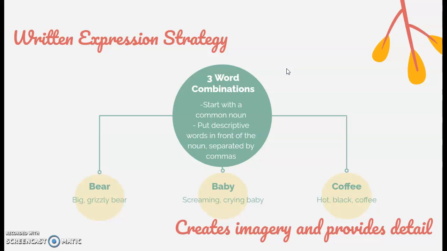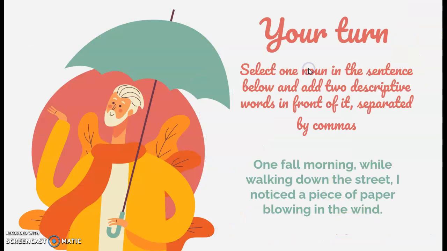So, here are some other strategies you might want to use. A written expression strategy, 3-word combinations. Take a common noun in your paragraph and then put 2 descriptive words in front of that noun, separated by commas. So bear becomes big, grizzly bear. Baby becomes screaming, crying baby. Coffee becomes hot, black coffee. Okay? It gives you imagery and it's giving you detail.